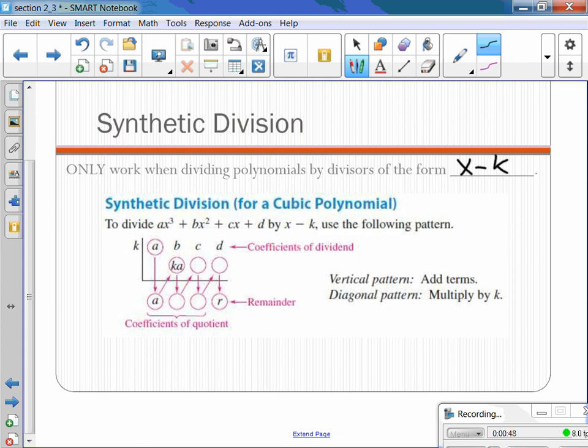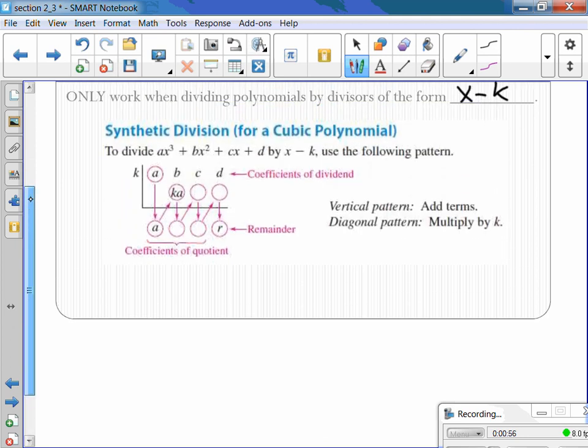x minus k. The way that synthetic division works is you start off by writing with your divisor of x minus k, just writing down the k. Then over here, we go ahead and write down the coefficients of our variables. In this case, for ax cubed plus bx squared plus cx plus d, our coefficients are a, b, c, and d. Don't forget, if you do have a missing variable, you want to put in that 0 coefficient for the placeholder.